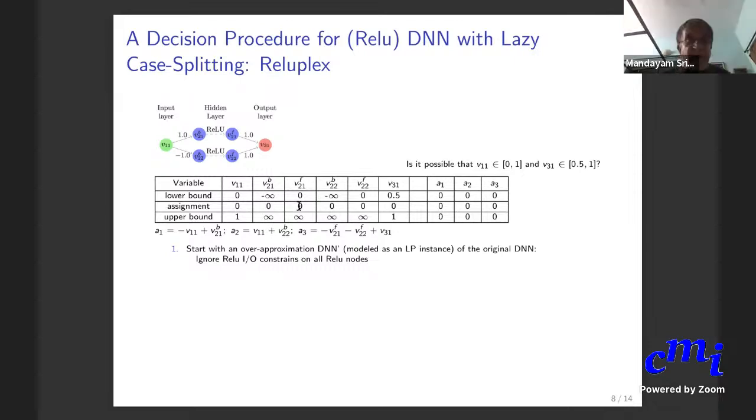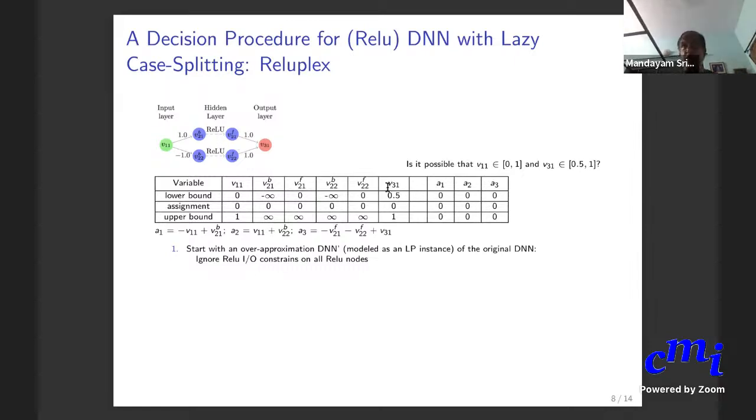And you can see here that there's actually no constraint relating the output of the ReLU with its input. The only constraint imposed is that the value at the forward node has to be non-negative.